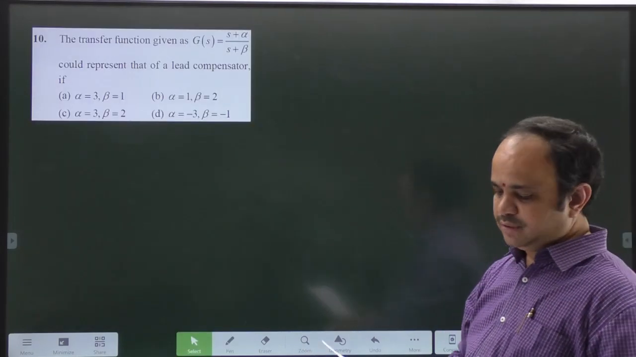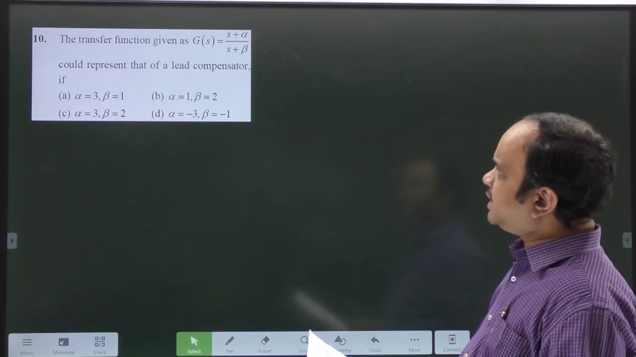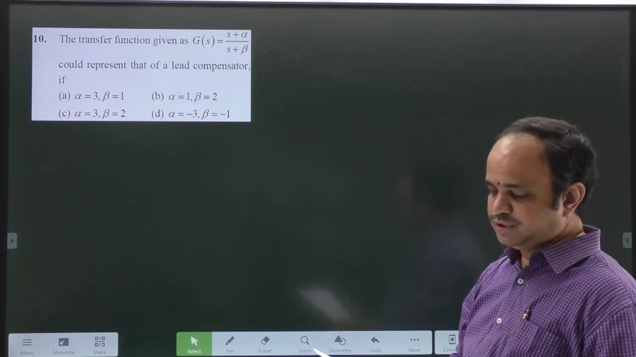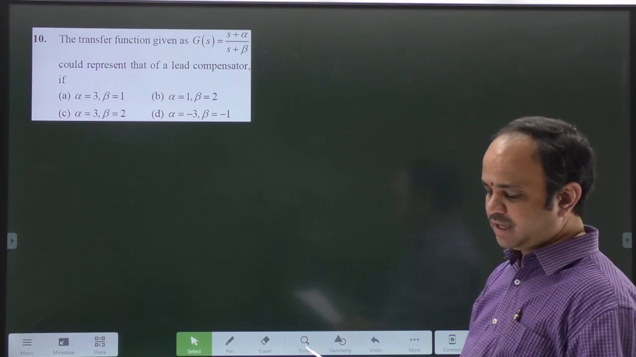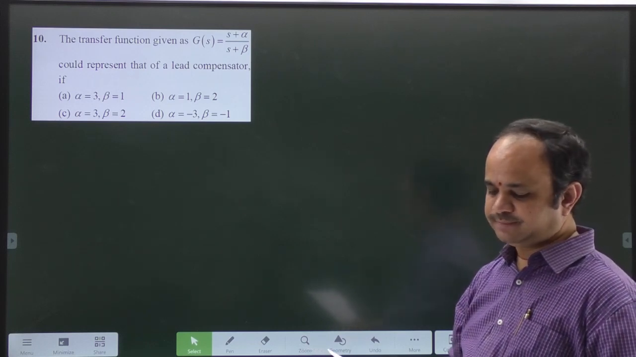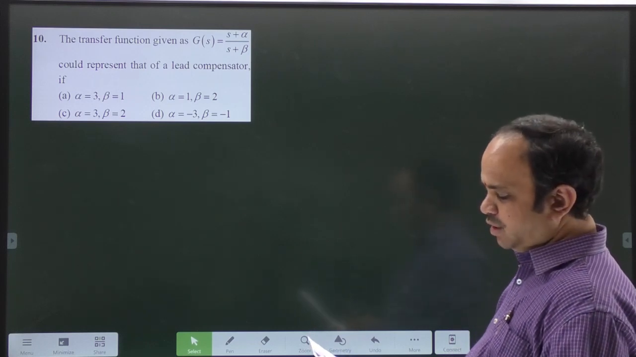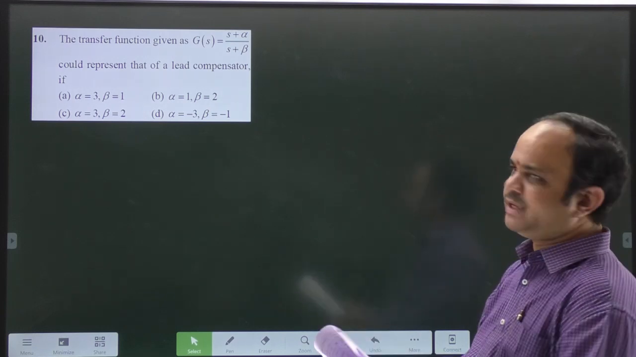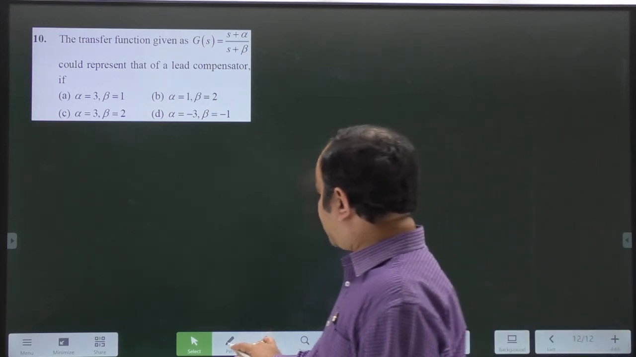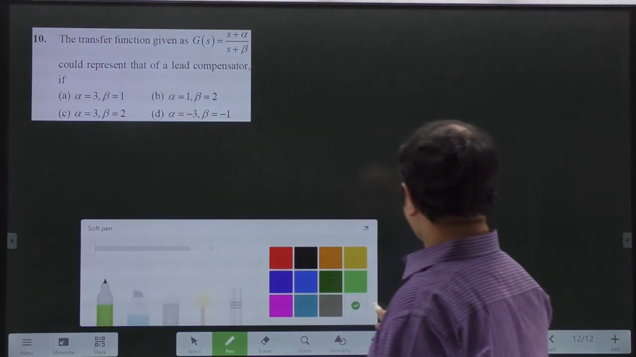Now in this question, what is mentioned? The transfer function given as G of s is equal to s plus alpha divided by s plus beta could represent that of a lead compensator. Okay. So this is another very simple question.